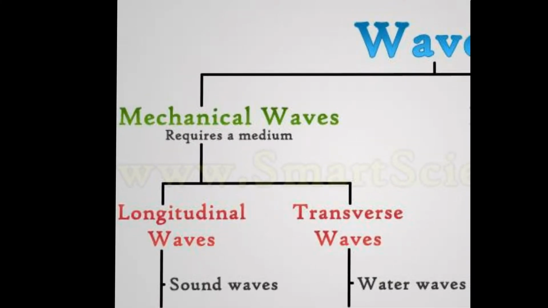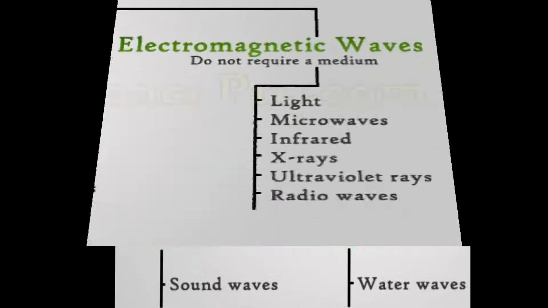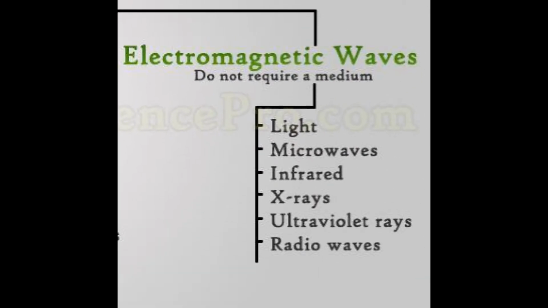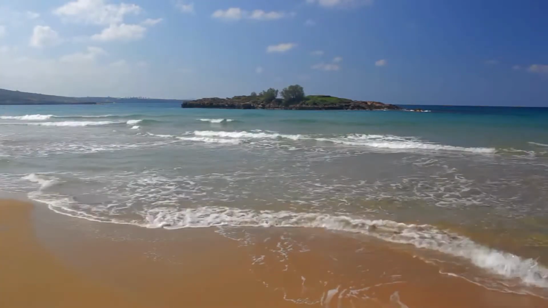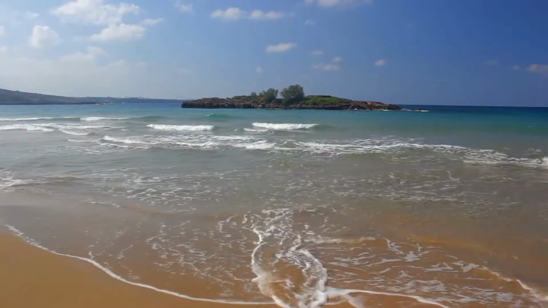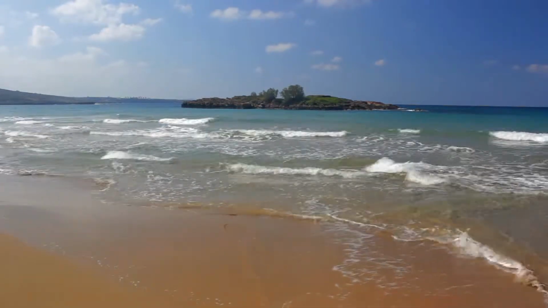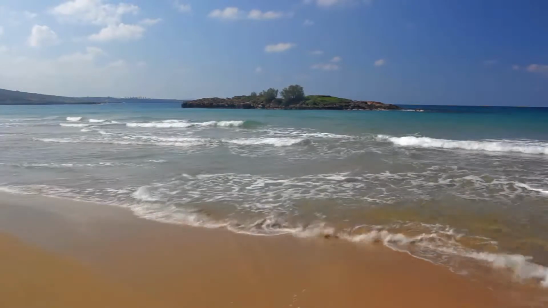If a wave needs a medium, we call it a mechanical wave. If a wave can travel without a medium, for example through space, we call it an electromagnetic wave. We have to look into the properties of their categorizations. One way waves are categorized is through the orientation of particle motion relative to the direction of energy propagation.